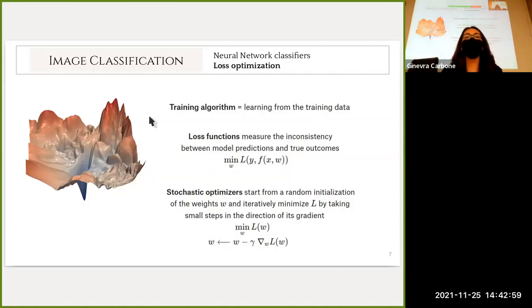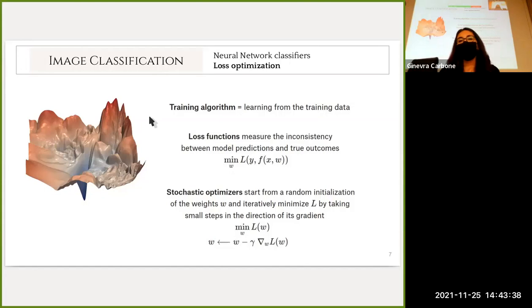Now, of course, you cannot explore all the possible values of W. And this is why, in practice, we usually use stochastic optimizers, like stochastic gradient descent or other more advanced techniques. And this means that we start from a random initialization of the weights in the weight space, and then at each step of this iterative algorithm, we optimize the function L by moving in the direction of the gradient. So we take small steps in these directions and update each time the values of those weights.